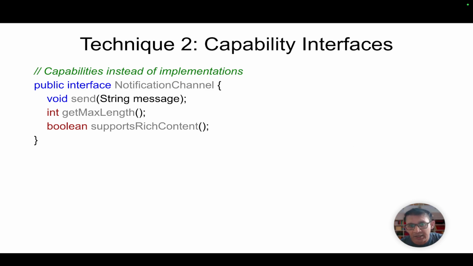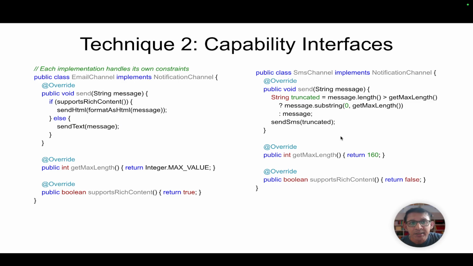We create a notification channel interface that defines capabilities: send a message, get the maximum length, and check if rich content is supported. Now, each implementation would handle its own constraints. The email channel send method checks if it supports rich content, and if so, formats as HTML. Otherwise, it sends plain text. It reports no length limit and that it supports rich content. The SMS channel send method checks if the message is longer than its maximum length and truncates if necessary. It reports a 160 character limit and that it doesn't support rich content.